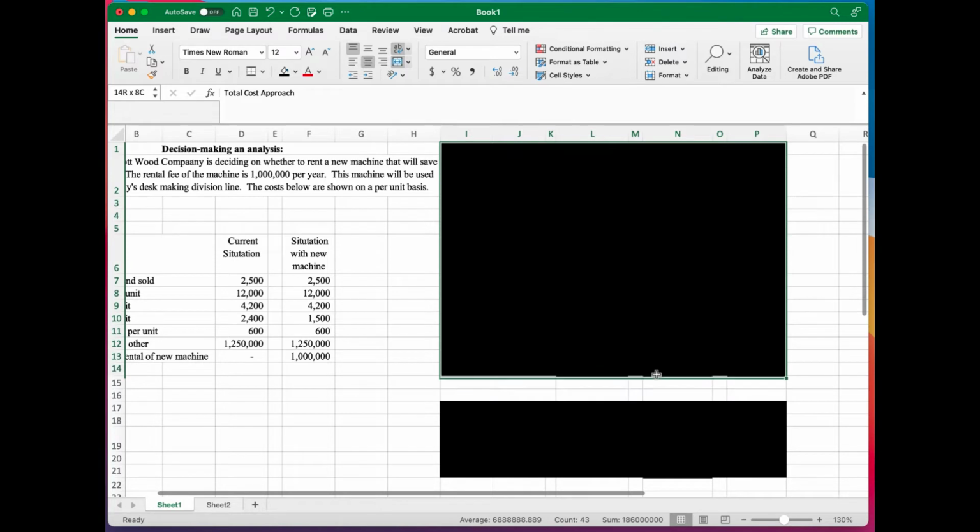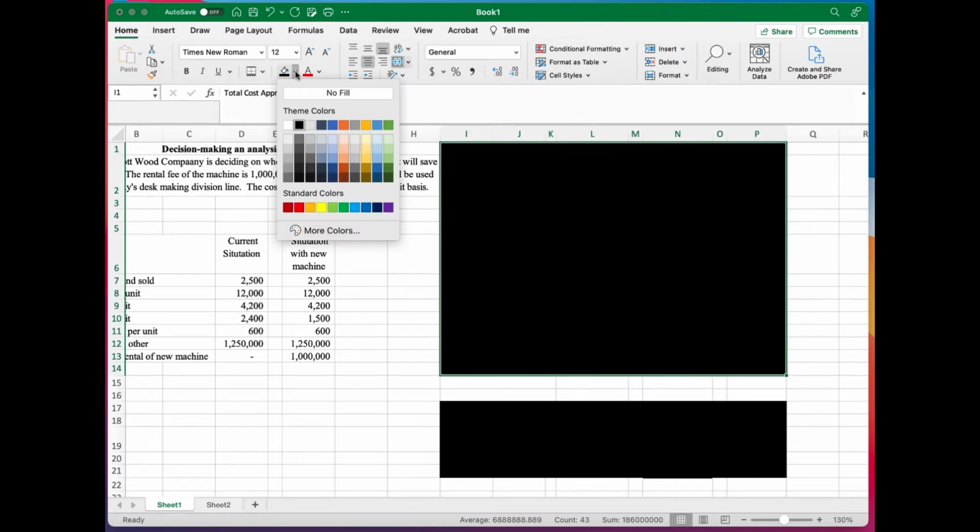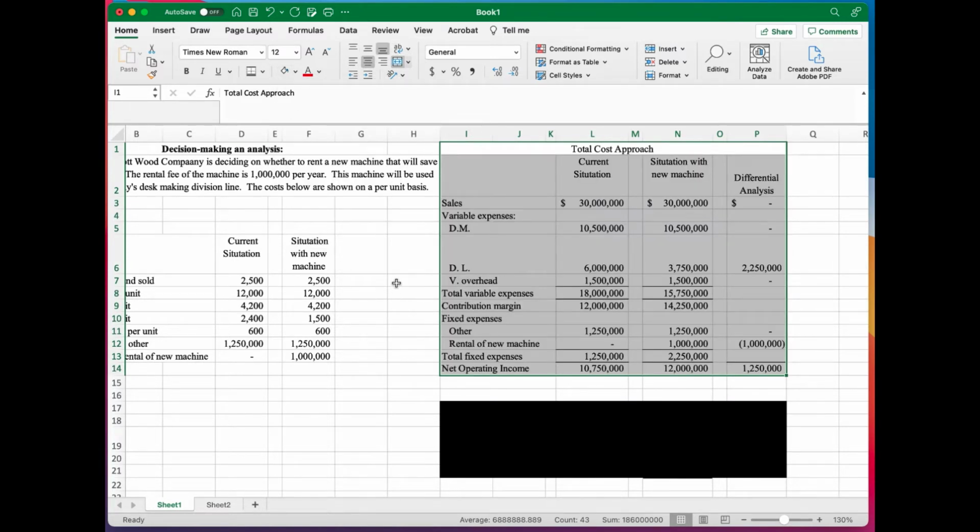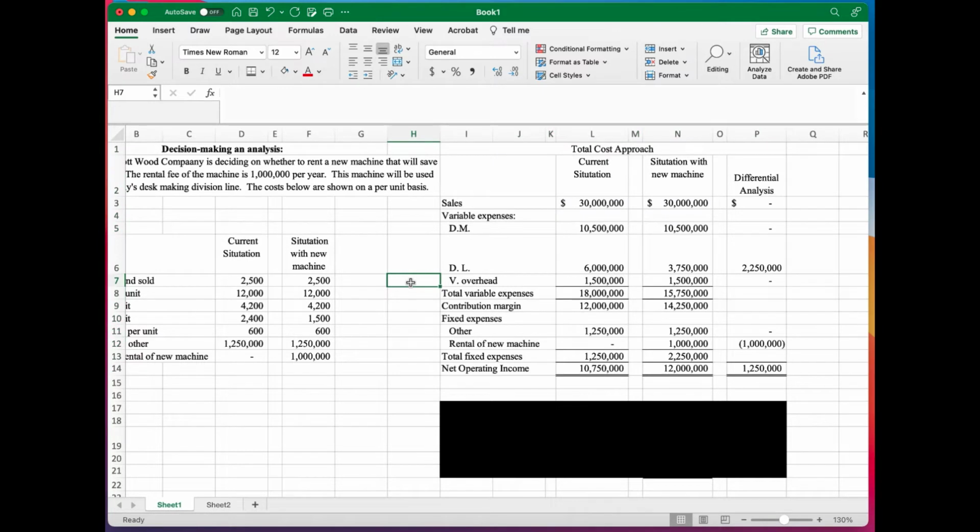Now, this is already completed, so we're just going to look at it, okay? What does it say? Well, the first thing you should notice, and this should be a review, is that we have a contribution format income statement. How do I know that? I have my variable expenses, I have my contribution margin, then I have my fixed expenses grouped together. That's a contribution format income statement.